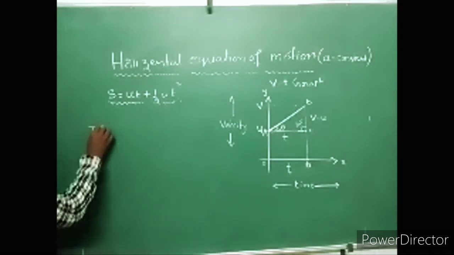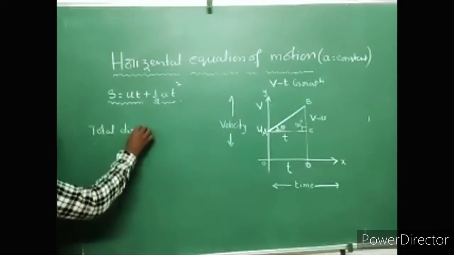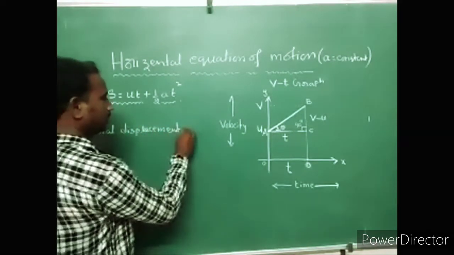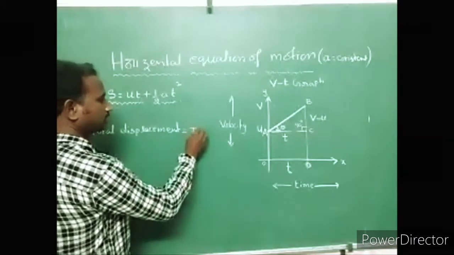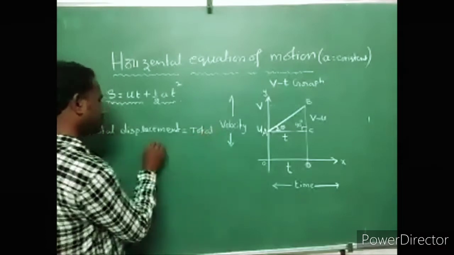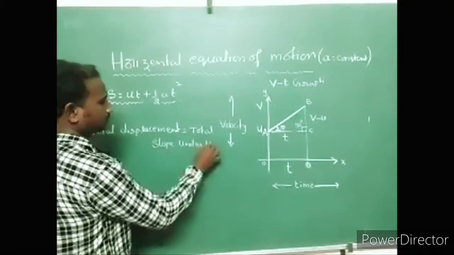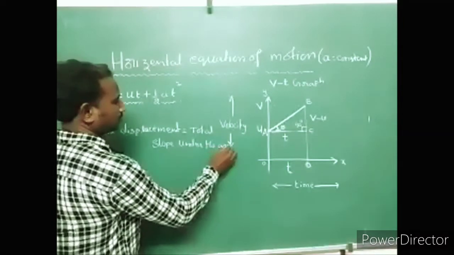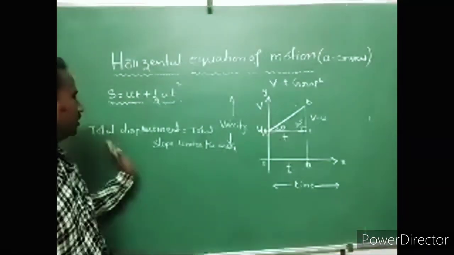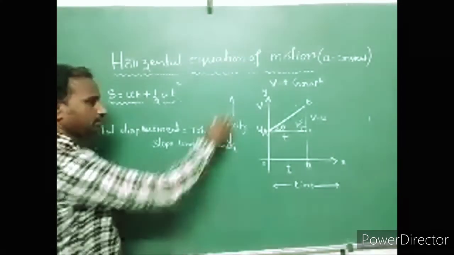Here, total displacement equal to total area under the graph. Okay, now this is a very important point. Total displacement equal to total area under the graph. What is the total area under the graph?